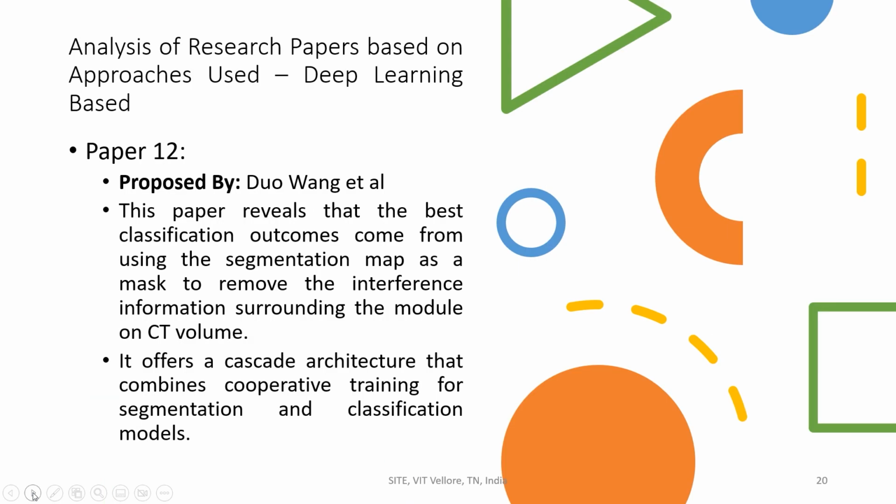Next up, we have the paper proposed by Dio Wong and the team. Now, this paper reveals that the best classification outcomes come from using the segmentation map as a mask to remove the interference information surrounding the CT volume, and this would involve the quantity of the nodules which are being taken into consideration for the learning of the models. So this paper offered a cascaded architecture which combined the training for segmentation and the classification models.